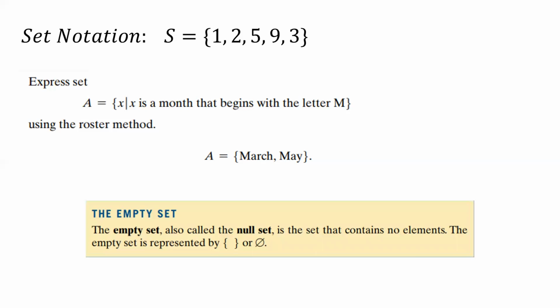There's also a possibility that there's nothing inside our set. Like if we wanted to talk about our set builder notation and we say our set A is all x such that x is a month that begins with the letter Z, well, there's nothing in that set. And so we could write just empty brackets, which is a pretty good way to indicate that we're talking about a set with nothing in it.